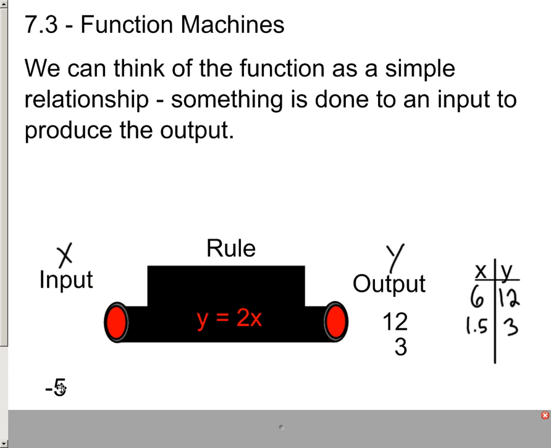And the same thing happens with negative 5. We're just going to multiply it by 2. That's our rule. So that would equal negative 10. So negative 5 was our input, and negative 10 is our output. So that's the relationship there. If you know what the exact rule is, you can then plug in anything you want for the input, follow the rule, and you'll be able to find out what the output is.